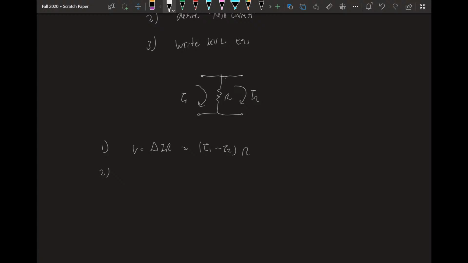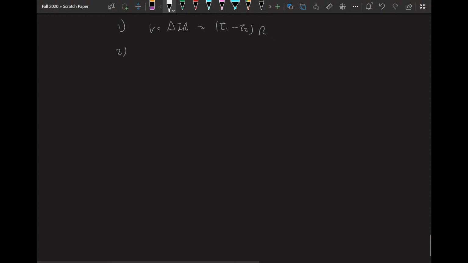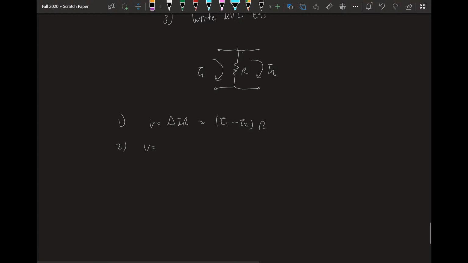If you were writing it from the perspective of mesh 2, you'd say that V equals I2 minus I1 times R, because if you're writing from the perspective of mesh 2, I2 is positive. Because, remember, resistors cannot give power. Their power has to be positive. So where your positive terminal is depends on what perspective you're looking at.